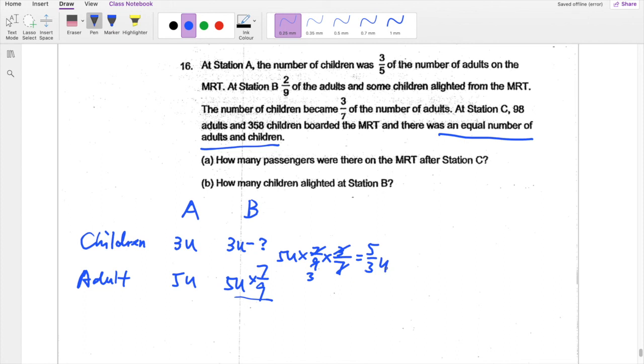So we know that children have the 3/5 U. Then come to section C, station C, right? He says 98 adults. Okay, here 5U times 7 plus 98, or here have 5U plus 358. Right? So have this kind of children and adult come into the MRT.